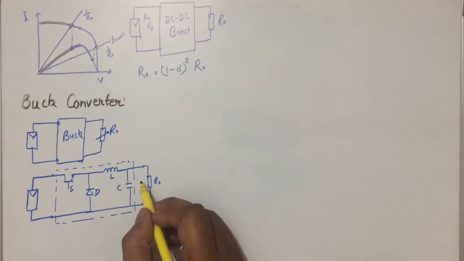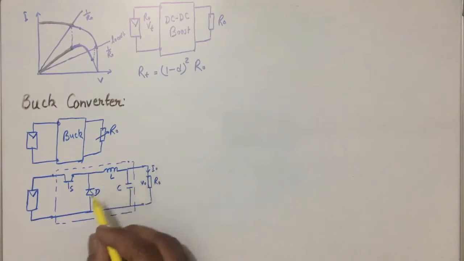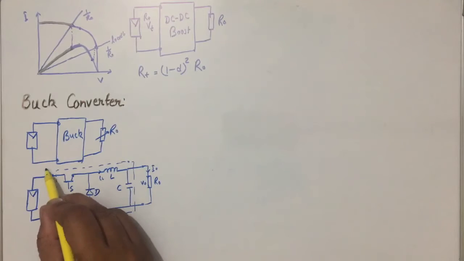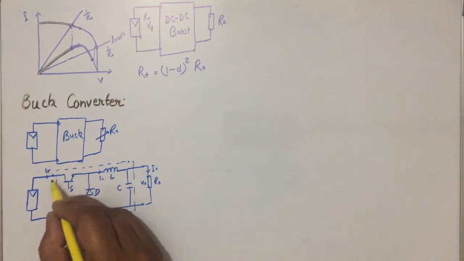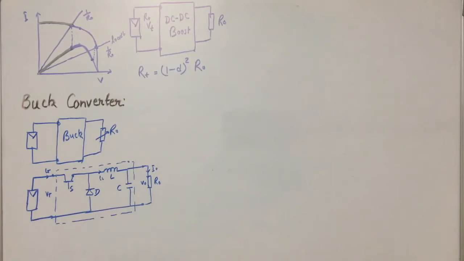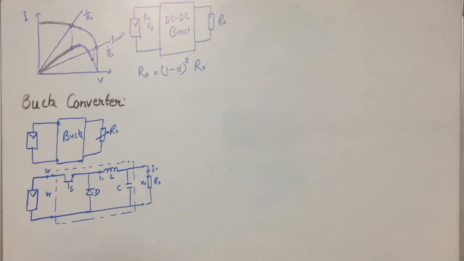The voltage across this is V0. The current that is flowing here is I0, and the current that is flowing here is IL. I terminal and V terminal. Okay, so this is the circuit with buck converter. Now we will see the characteristics of this converter in this condition when it is interfacing the solar panel and the load.